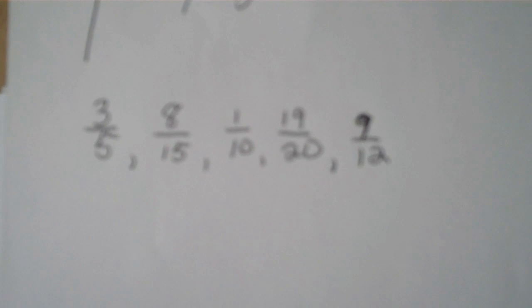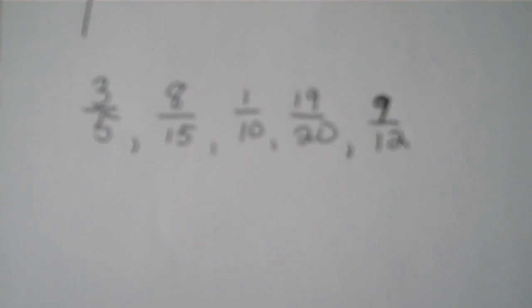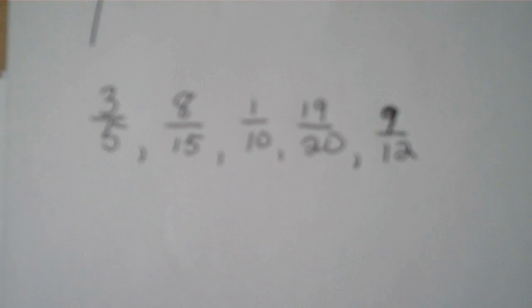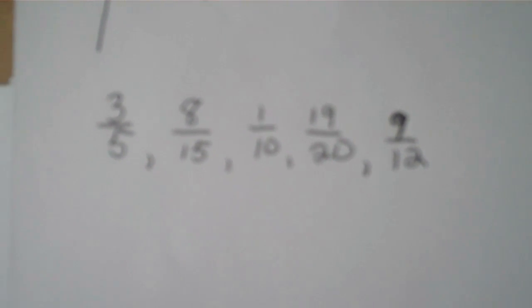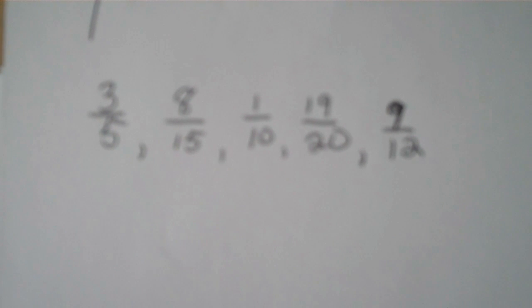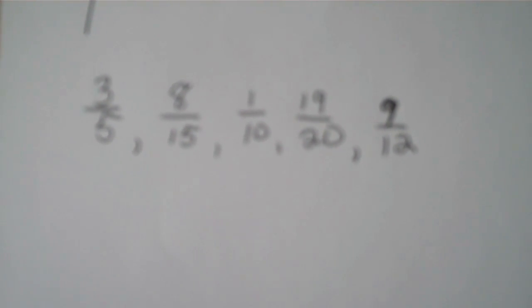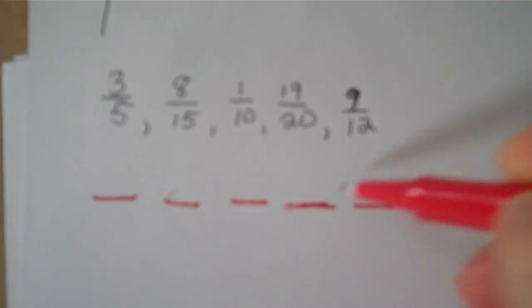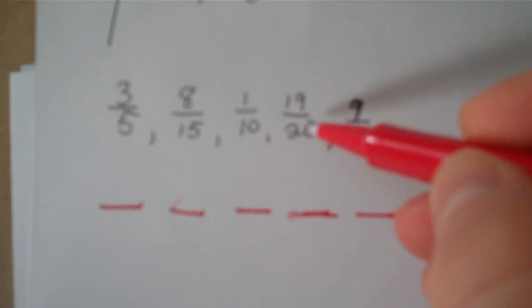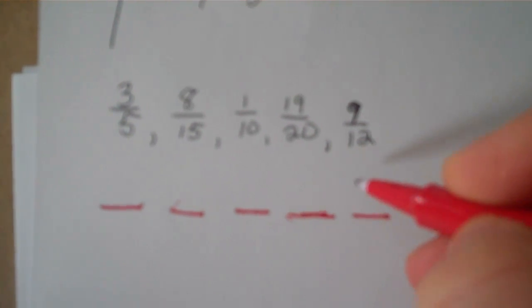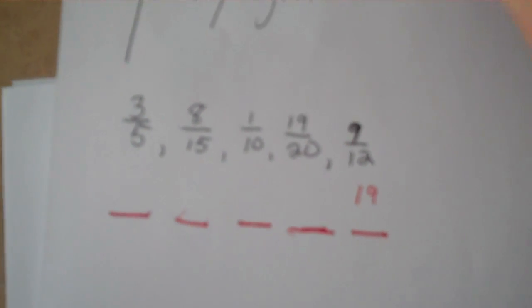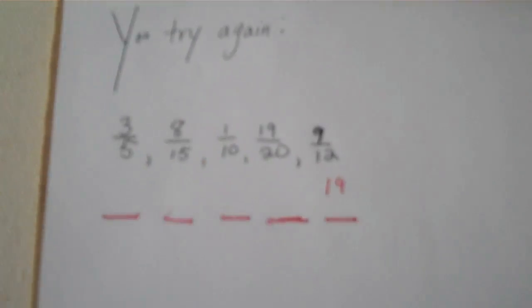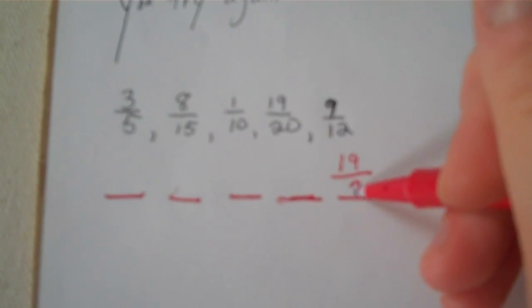You try again now with more numbers. Here's your numbers. 3/5, 8/15, 1/10, 19/20, and 9/12. Pause the video while you work that out. Here's the solution. First, I'm going to make 5 blanks so I can keep track as I go. I can see that 19/20 is by far the biggest. It's only 1/20 away from being a whole. So I'm going to put that in this biggest blank, 19/20.